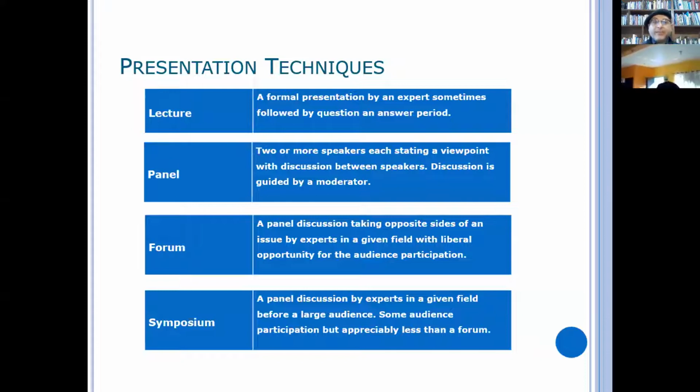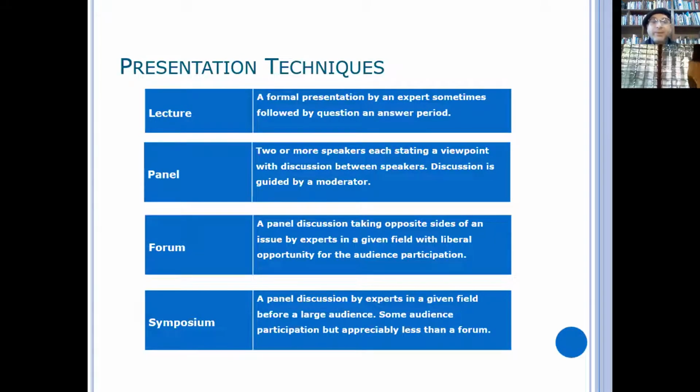Another form of a panel is called the forum. Here, in a panel discussion, people don't necessarily have the same point of view. So it's kind of a debate. There are some fixed positions towards a topic. One person can be for the topic or against the topic, and they have their arguments and present their reasons on each of these topics. So there is a lot of discussion between them. It says here that the forum is a panel discussion taking opposite sides of an issue by experts in a given field, with liberal opportunity for audience participation.